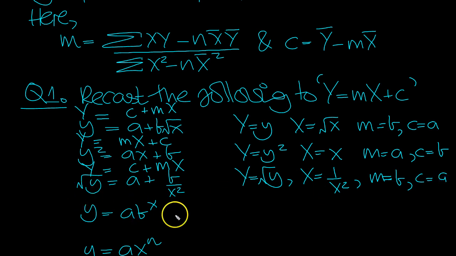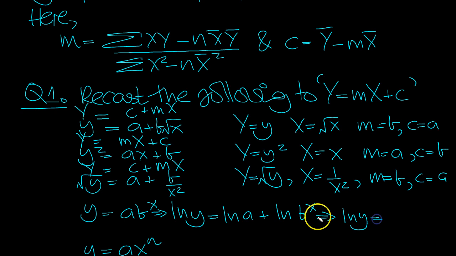Next one, we need to take logs here to get that down to ground level. So ln y is equal to ln a plus ln b to the x. So that tells us that ln y is equal to, the x can come down, that will be ln b times x plus ln a.